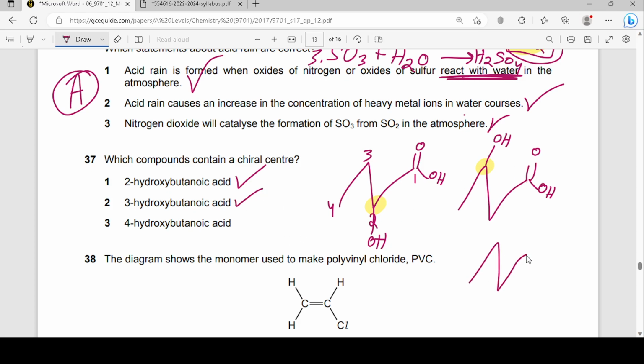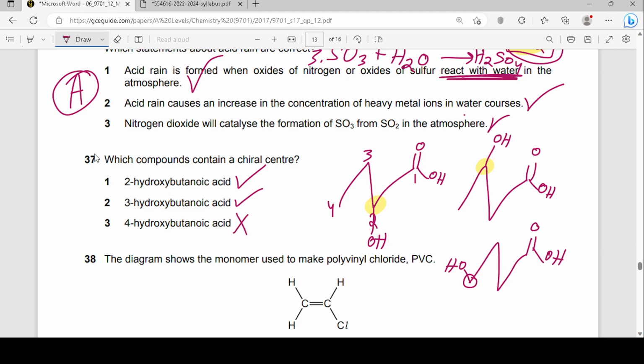Then if I draw 4-hydroxybutanoic acid, 1, 2, 3, 4. On the fourth carbon we have OH. It does not seem to have any chiral carbon, because if I look at this carbon, it has two identical atoms attached to it, which means that it cannot be chiral, because it has to have four different groups attached. And the other carbons are also not chiral.